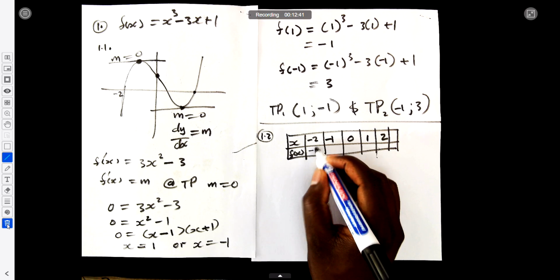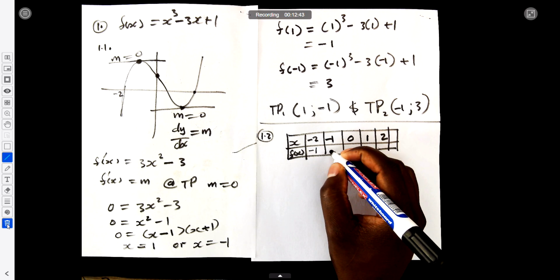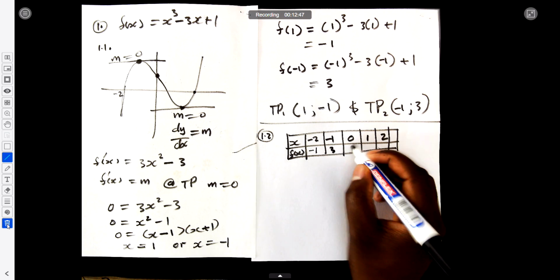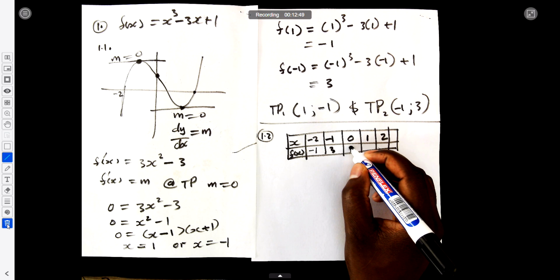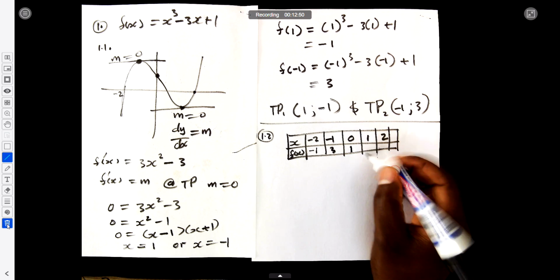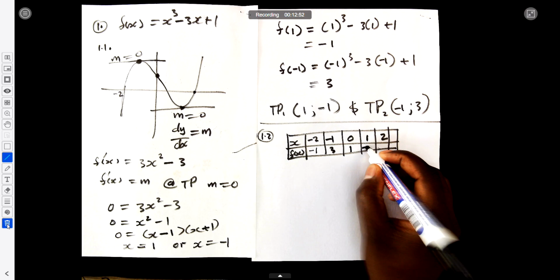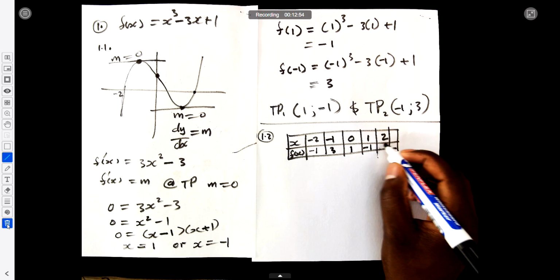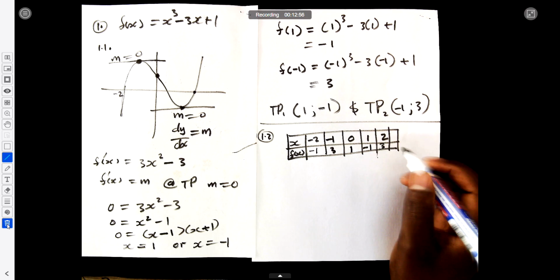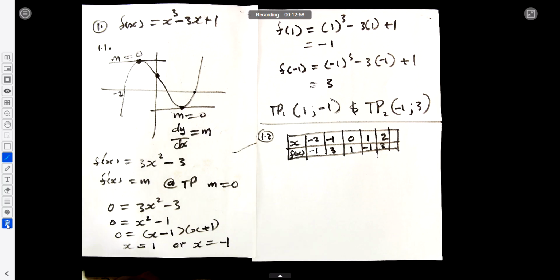Negative 1. Here is 3. Here is 1. Negative 1. Positive 3. So we have drawn up the table there.